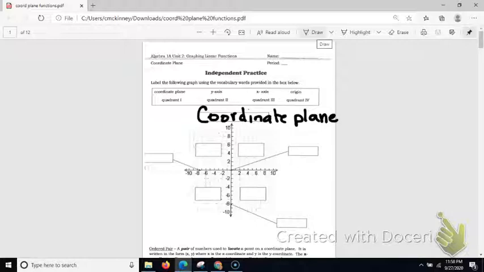So this coordinate plane is formed by this horizontal axis. That horizontal axis is called our x-axis. Go ahead and mark that out too. And then there is also a vertical axis, straight up and down. That is our y-axis.